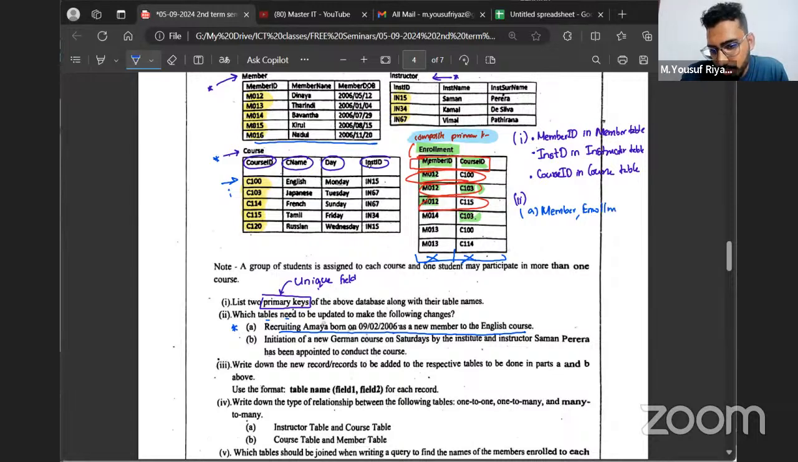Is that clear, all of you? Right? Let's cover the enrollment table and tell me, can you tell me what is the course Amaya is following? If I don't have the enrollment table, can you tell me what course Amaya is following without knowing that table?